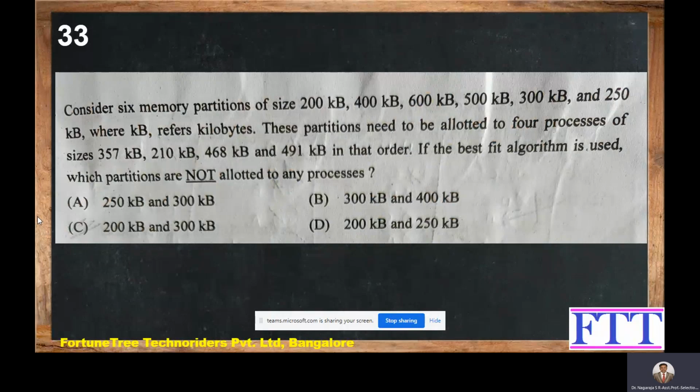So they gave option A 250 KB and 300 KB, option B 300 KB and 400 KB, option C 200 KB and 300 KB, option D 200 KB and 250 KB. So here the right answer is option C, 200 KB and 300 KB.